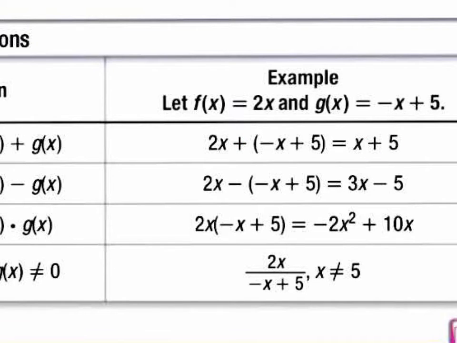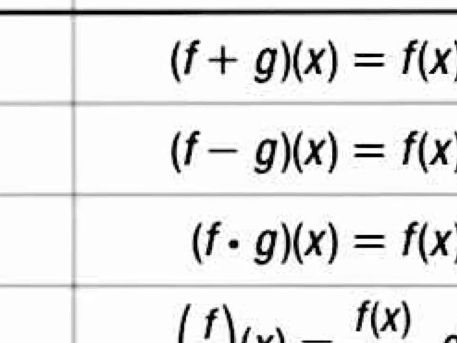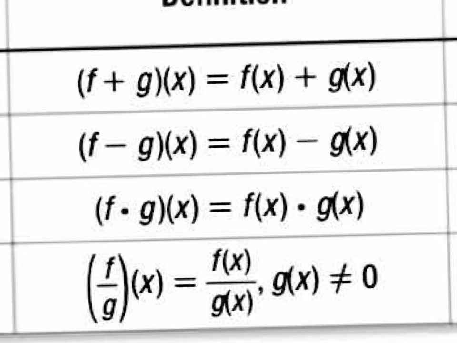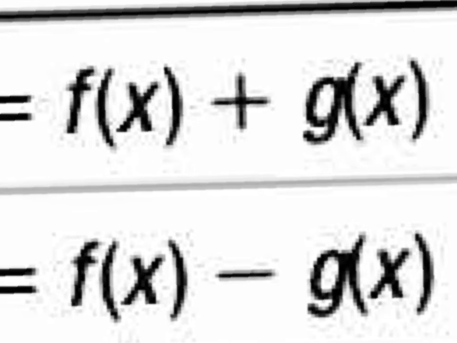So your answer is x plus 5. Okay, so they're going to ask us to add, to subtract. This is just the notation, right? This is adding notation. And to be honest with you, most of the time I will not write it like this. If I want you to add f of x with g of x, I'll actually just write it like that: f of x plus g of x. And all you do is plug in f of x, plug in g of x, and combine like terms.